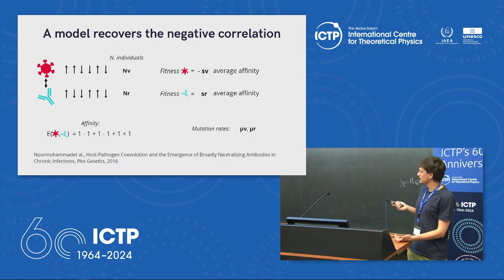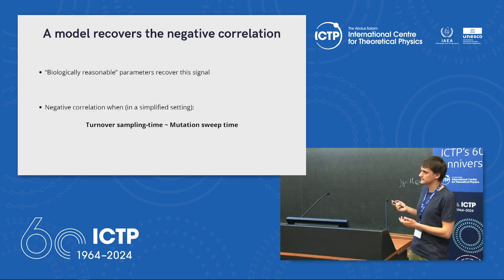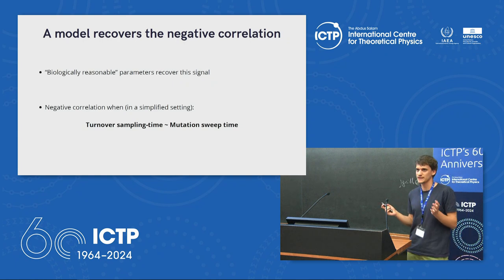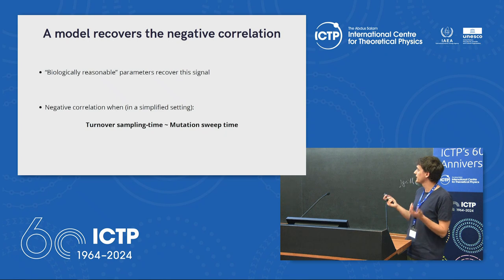And what we get at the end are basically two results. If we choose a mutation rate and population size that are biologically reasonable, we get back the signal, the negative correlation. And if we simplify the model as much as possible, we can get a bit of intuition why this correlation can emerge.